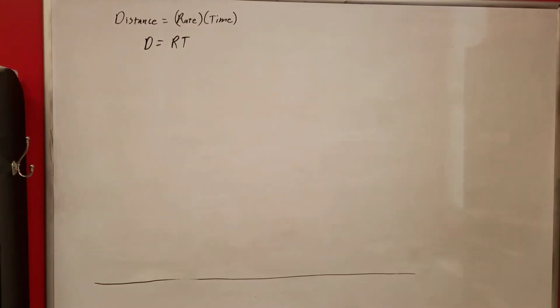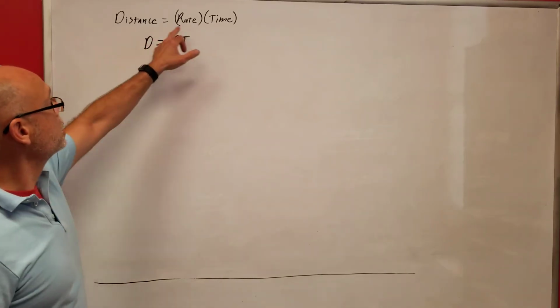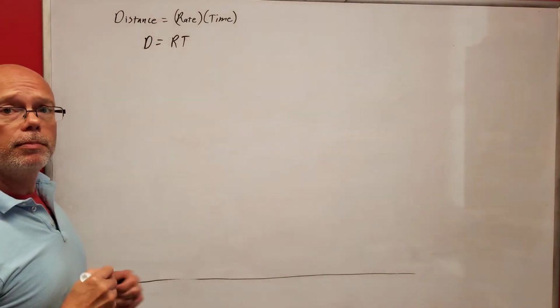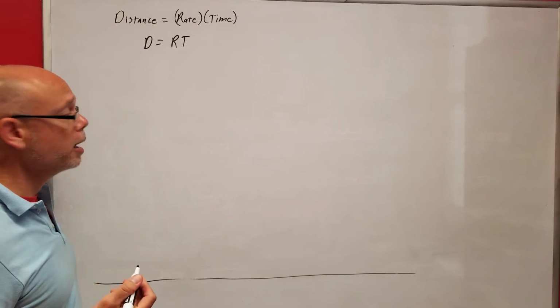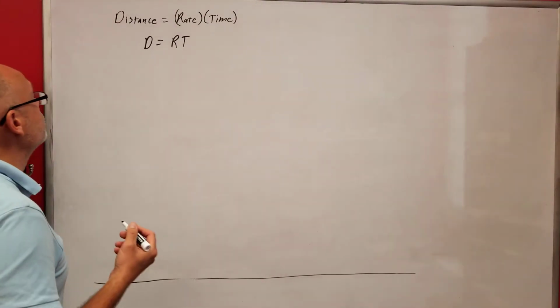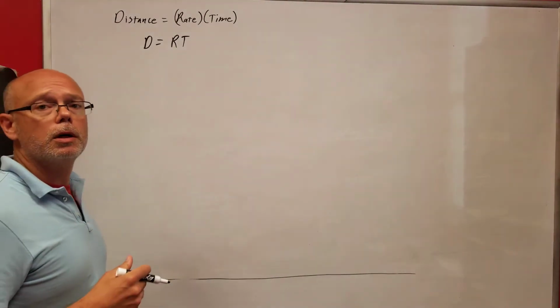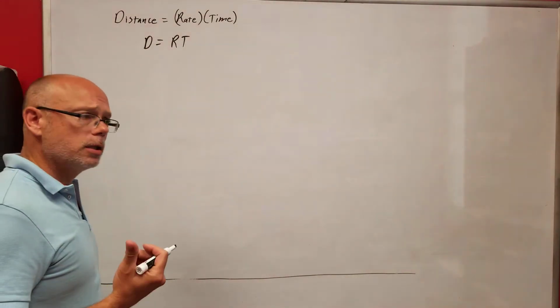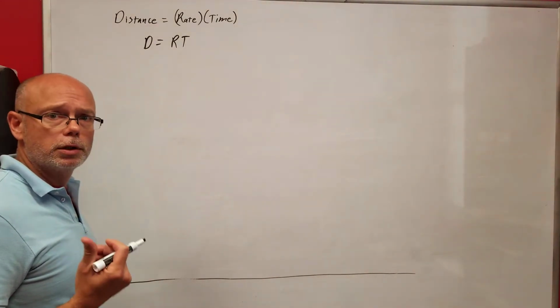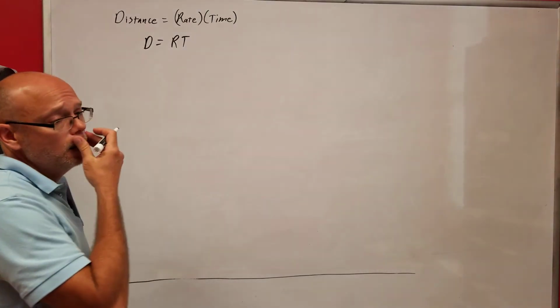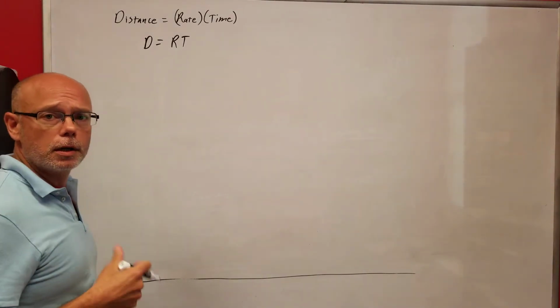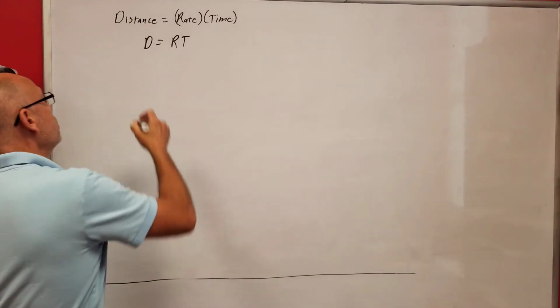Picking back up with section 7.1, let's look at a formula: distance is equal to rate times time. We probably use this all the time and do not realize we're using it. For example, suppose a car drives 60 miles per hour for 2 hours. You could tell me how far it goes off the top of your head, but we could use this formula.